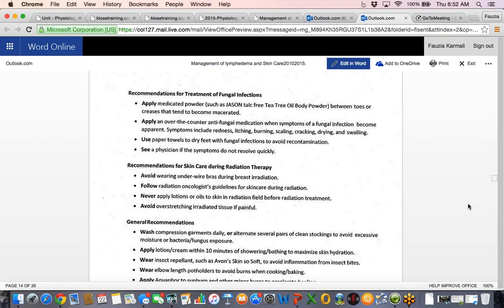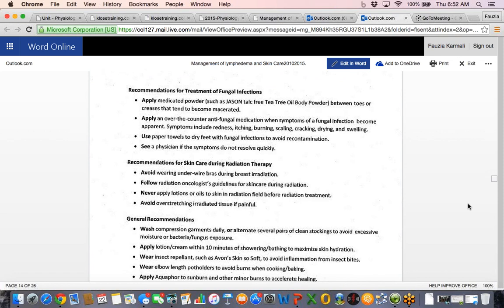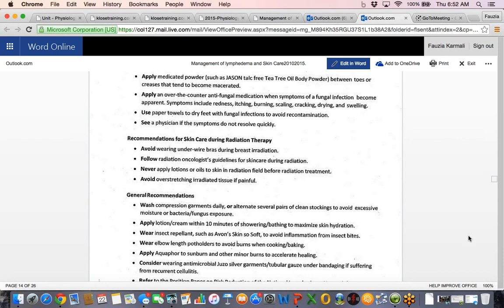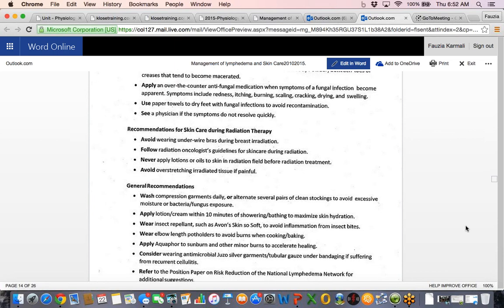During radiation therapy for breast cancer, you want to have them avoid wearing underwire bras under the breast, and just follow the skin care routine that the radiation oncologist gives them. They should not apply lotions or oils to the radiation field before treatment. As for MLD, we're really going to avoid the radiated tissue, especially if it's painful.